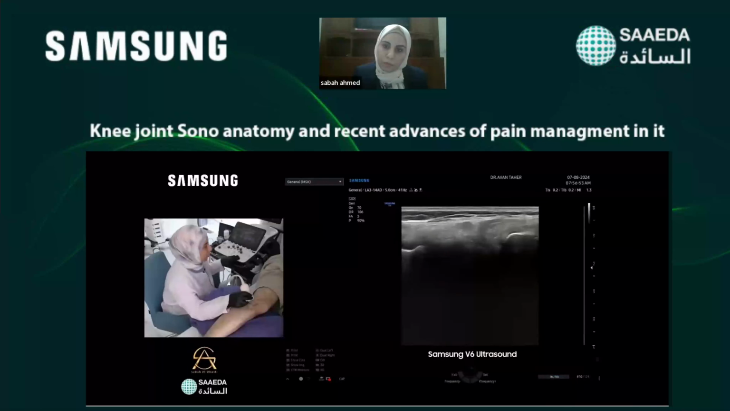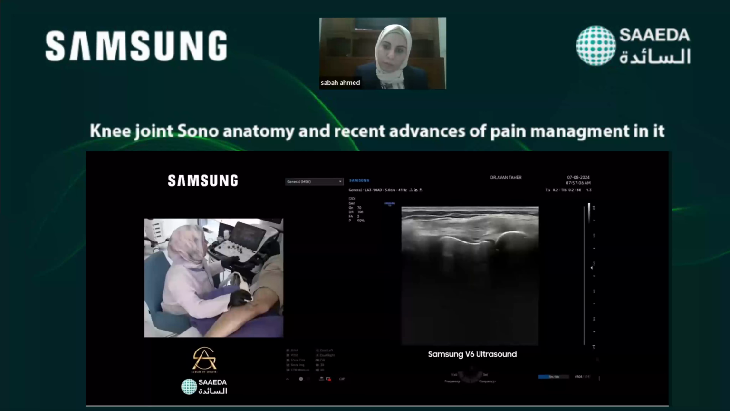If we go from this side, more posterior, you see there will be a tendon attached to the head of the fibula. What is this tendon? It is the biceps femoris. Biceps femoris tendon that is attached to the head of the fibula. This is the head of the fibula, and this is the tendon that is called the biceps femoris tendon.